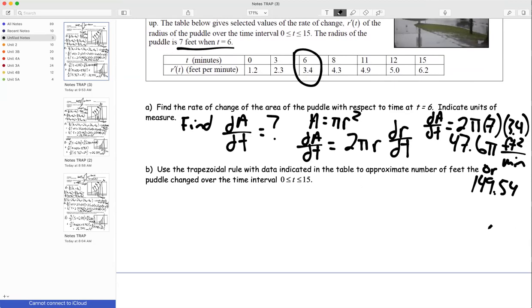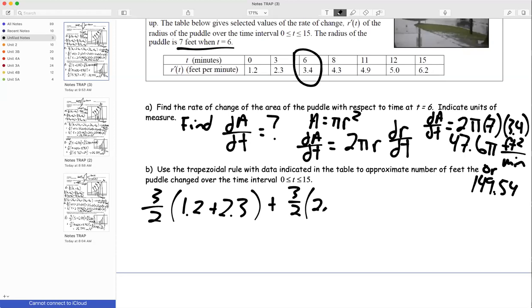The first trapezoid goes from 0 to 3. So my height is 3, and I divide that by 2. And then my bases will be 1.2 plus 2.3. And then the next trapezoid, I'm going from 3 to 6. So my height is 3. And my bases are going to be 2.3 plus 3.4. So let's keep going.